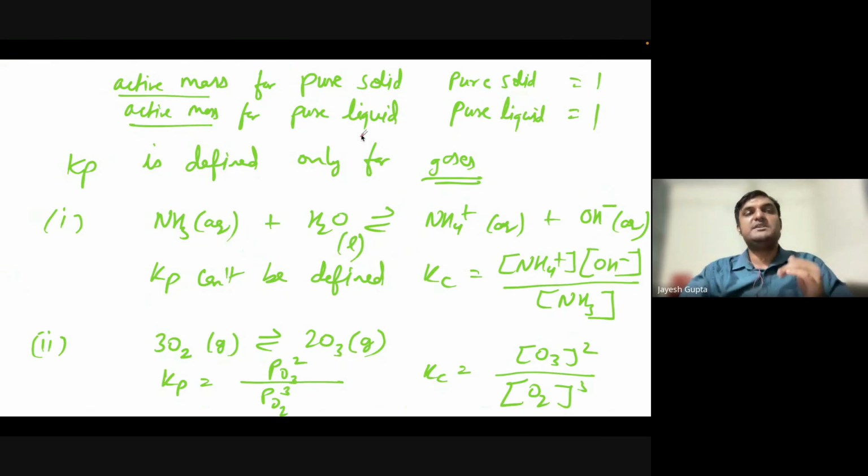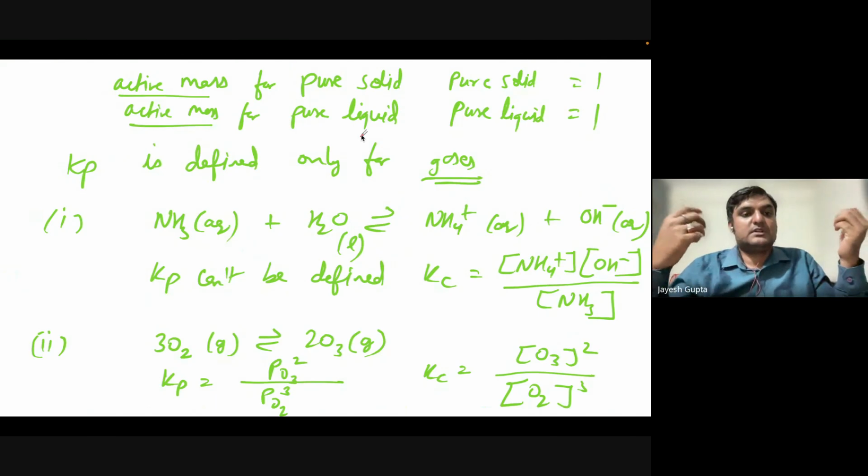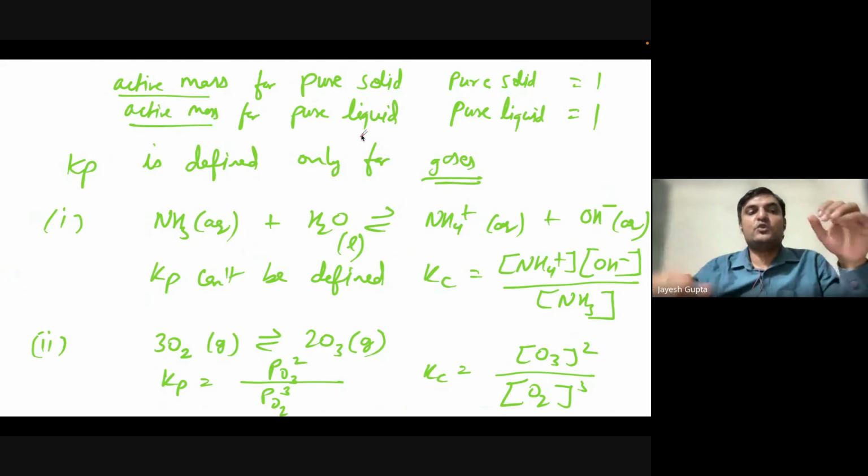There may be instances where, among all the phases of reactants and products, there is no gaseous phase. There is only solid and liquid phase. In that case, you can say Kp cannot be defined because there is no gas phase present. How will you write the partial pressure of a gas? So you cannot define it. Like this, you have to define Kp, Kc, or Kx.